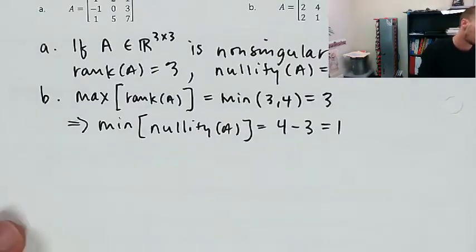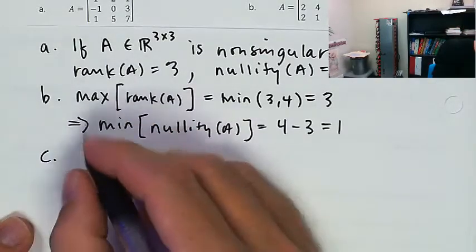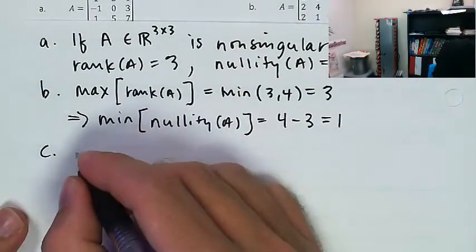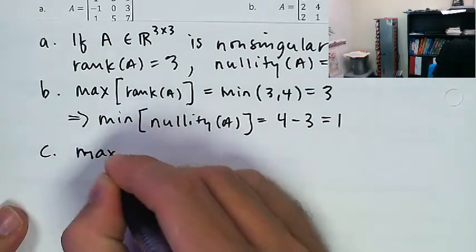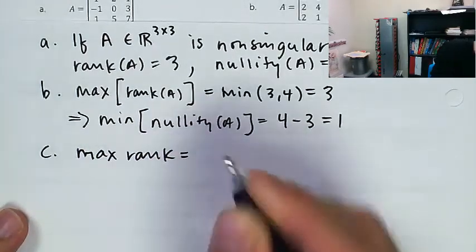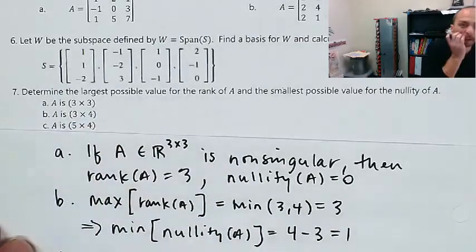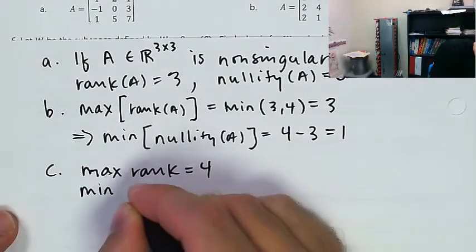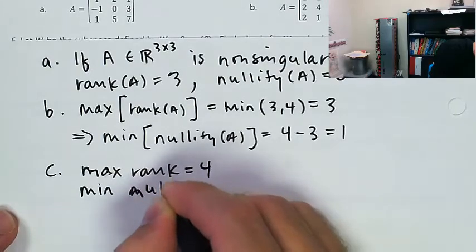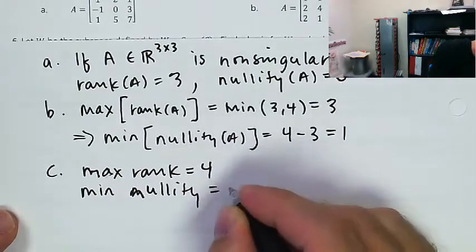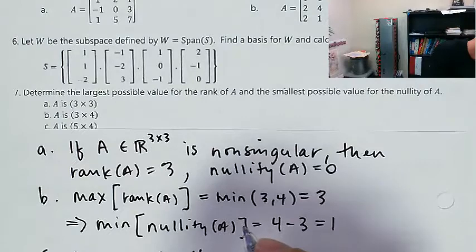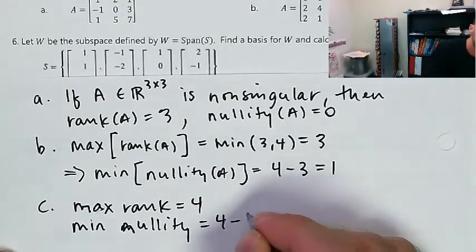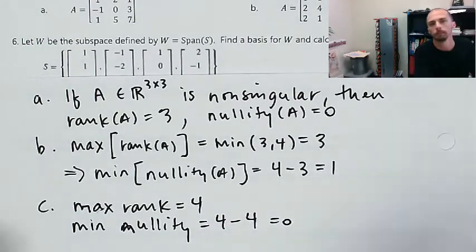Okay, so A is a 5 by 4 matrix, so the maximum rank is going to be the minimum of 5 and 4, which is going to be 4. And then the minimum nullity is equal to the number of columns minus the maximum rank, and that'll be 0. Okay.